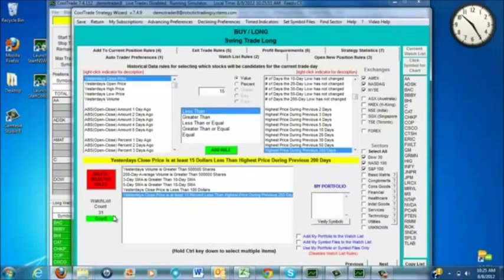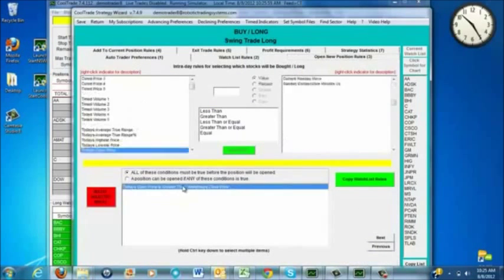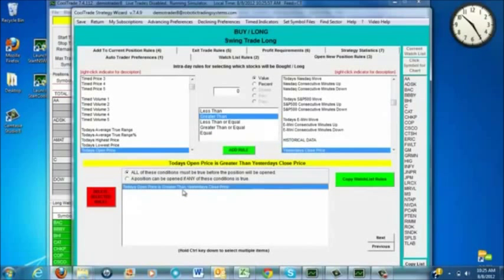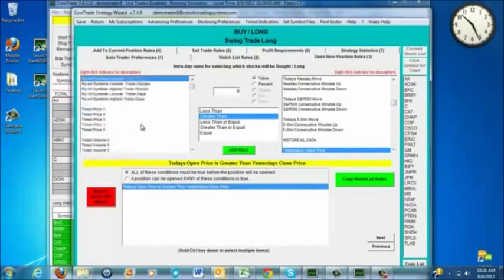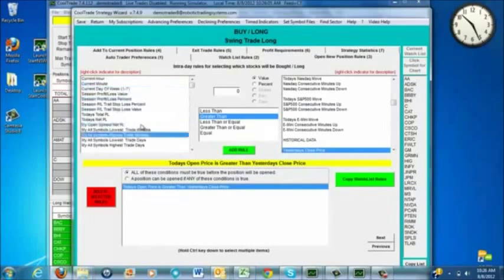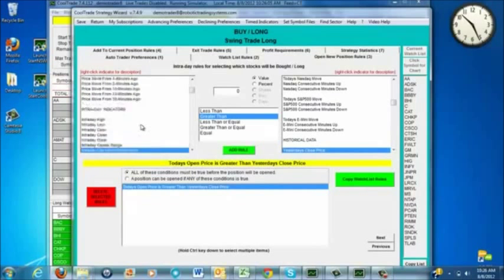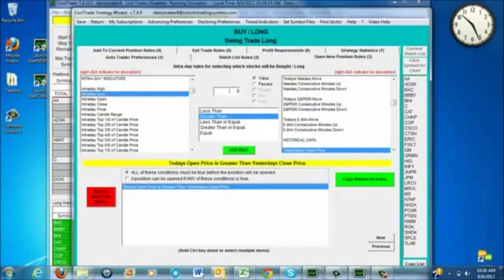meet that criteria. So then we go over to the open position rules, and we have a very simple rule here. Today's open price is greater than yesterday's close price, but you can get as complicated as you want with the rules. There's over 500 indicators in here, and you can do whatever you'd like to do, as well as intraday indicators as well, which are all here and can be used.